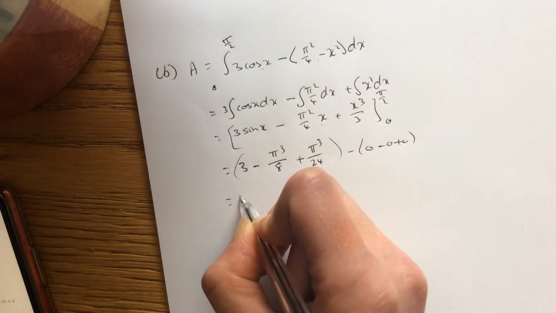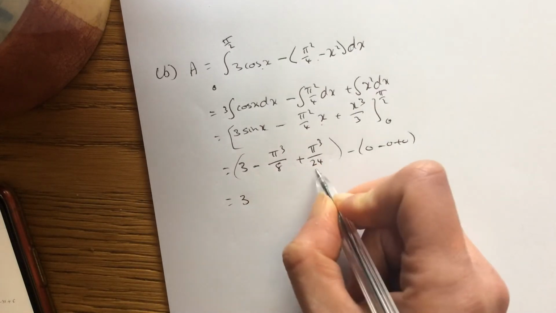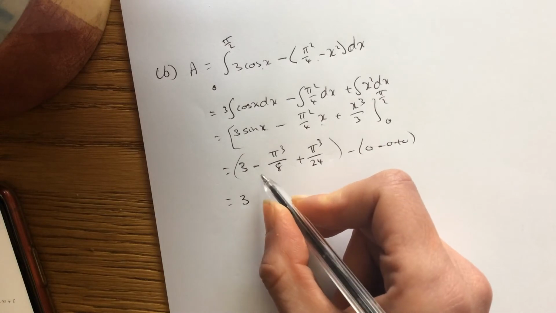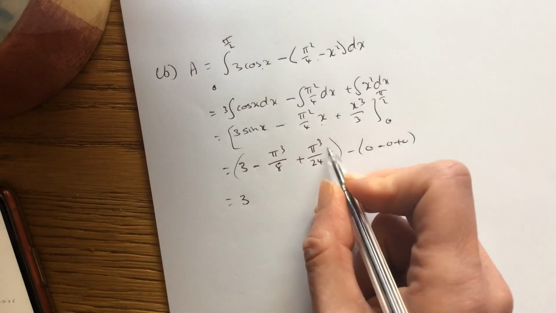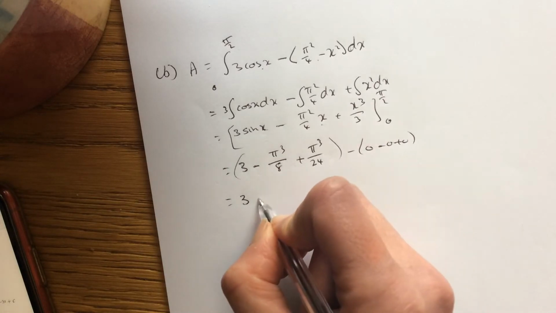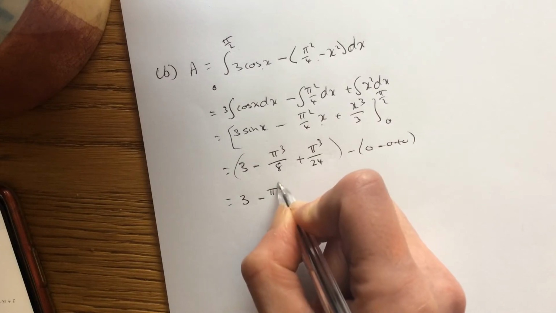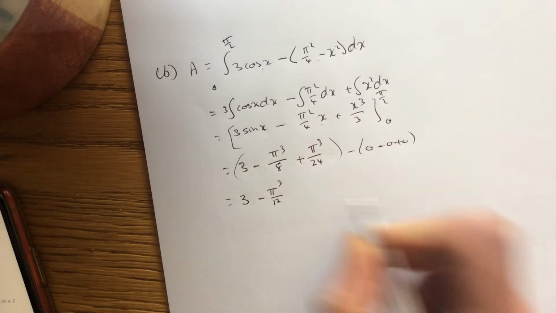And just to tidy this up a wee bit here, putting in both over 24, that is minus 3 over 24, plus 1 over 24 is minus 2 over 24, which is minus 1 over 12.